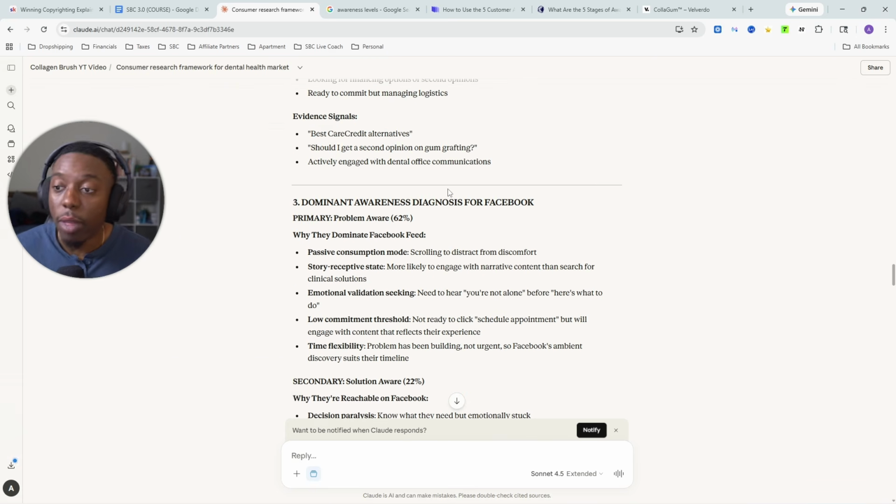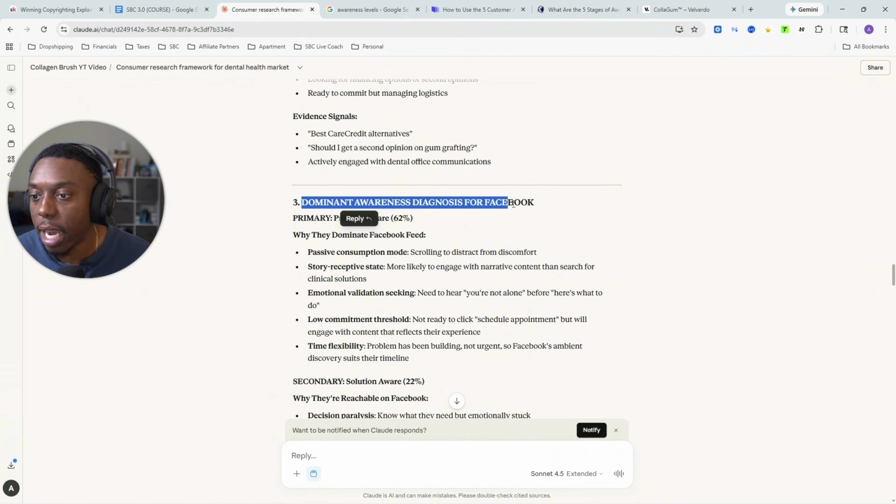So perfect. And by the way, my deep research prompts are designed specifically for the Facebook feed. So I wrote them in a way that talks to the AI to prioritize this for Facebook long form copy. So you'll see it spit back information like this. Why they dominate Facebook feed.